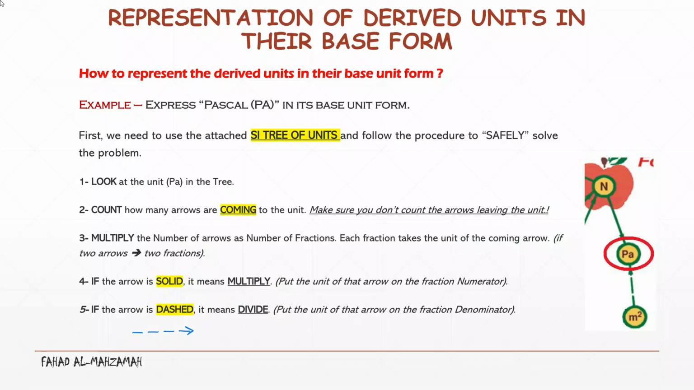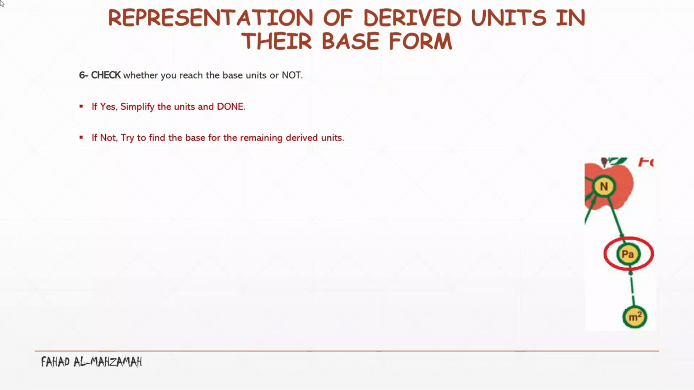Okay, so if the arrow is dashed, it means divide. So the units that are coming from a dashed line, we will put in the denominator of its fraction, since the denominator represents the division. So far, it is easy. If you follow this procedure, it is going to be very easy. Sometimes it might be long, but at least you have enough confidence that you will reach the correct answer.